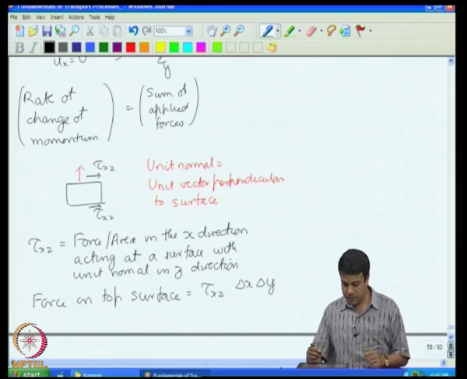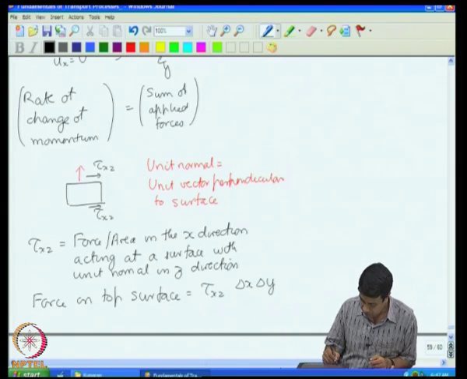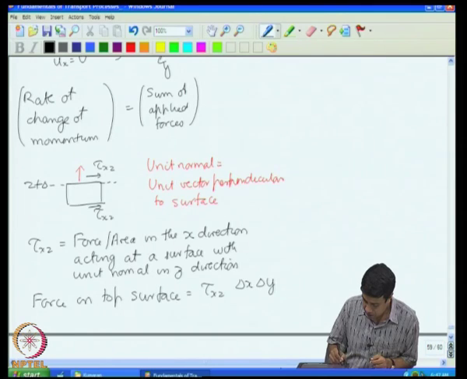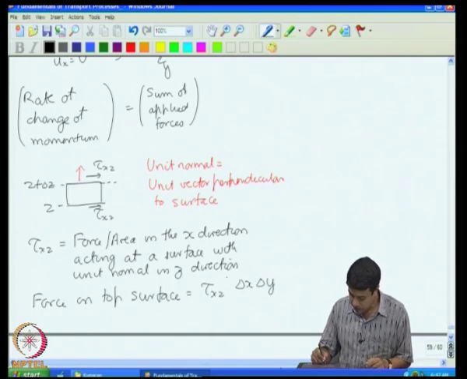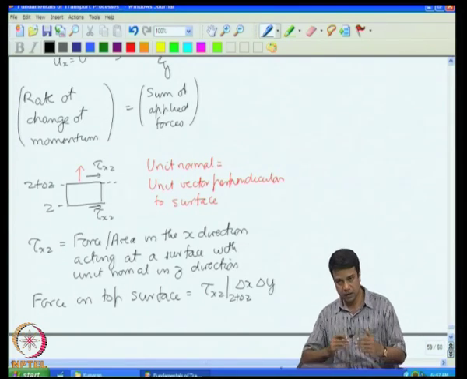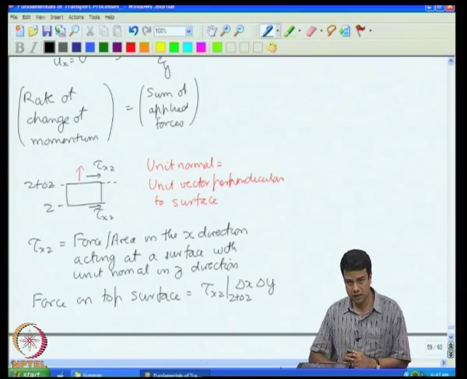Except that this force is now acting on the top surface. On the top surface, the location is z plus delta z. The bottom surface was at z. So, this is tau x z at z plus delta z.